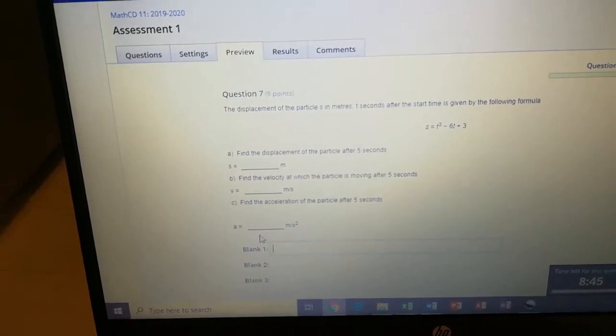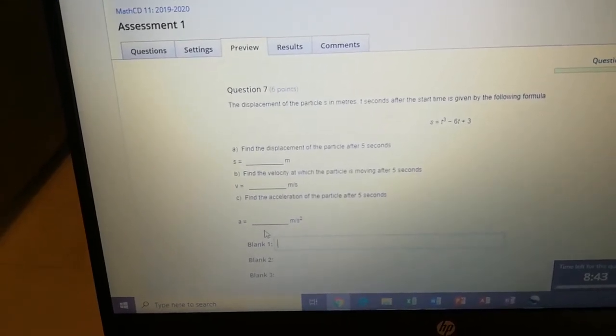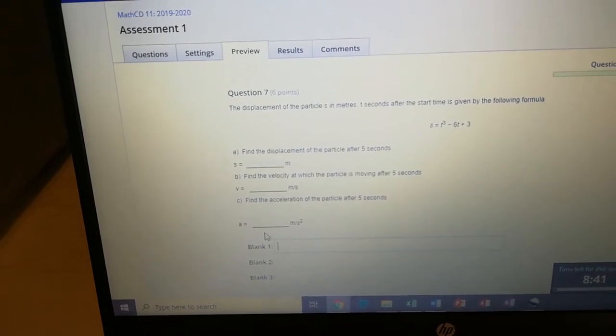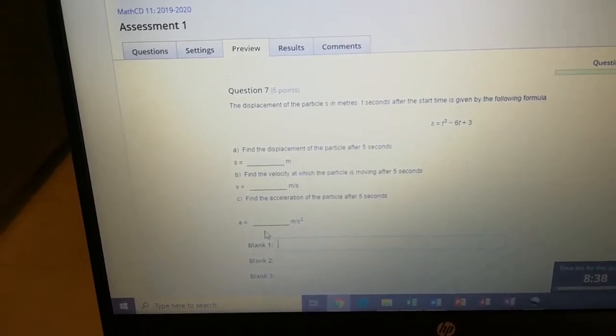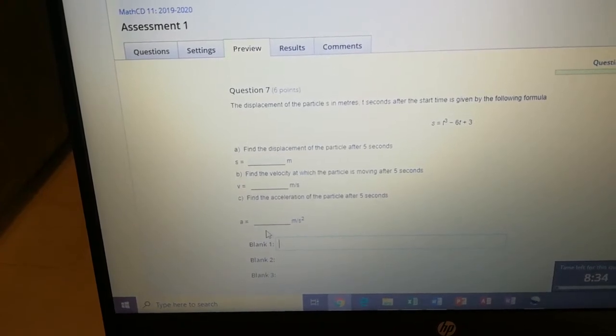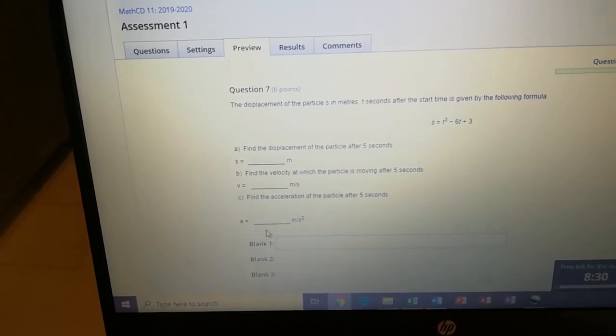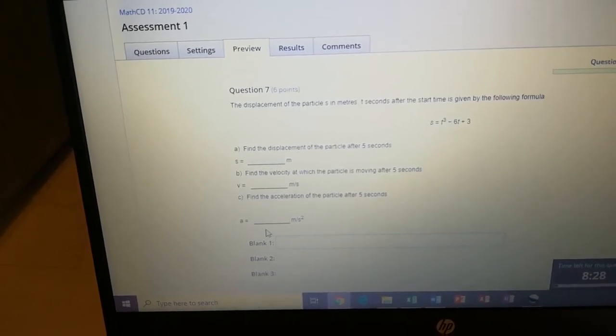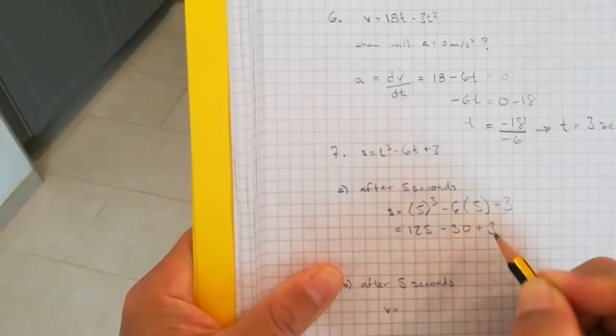I want to find the displacement of the particle after 5 seconds, the velocity of the particle after 5 seconds, and the acceleration of the particle after 5 seconds. So I need to differentiate s to get v, I need to differentiate v to get a, and in all of those cases, I want to substitute 5 seconds into each of those formulas. Okay, so here we go.